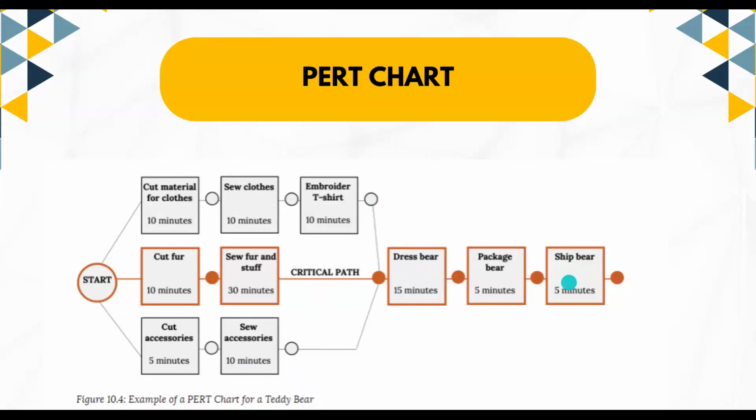So what is the critical path in this process? The path that took the longest amount of time was the sequence that included cutting, stuffing, dressing, packaging, and shipping, which is a sequence of steps taking over 65 minutes. So this means that if you wanted to produce a bear more quickly, you have to save time on this path.